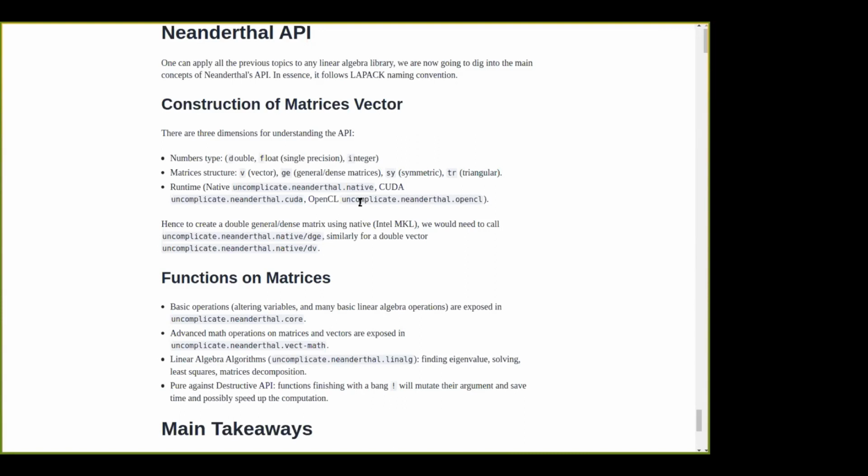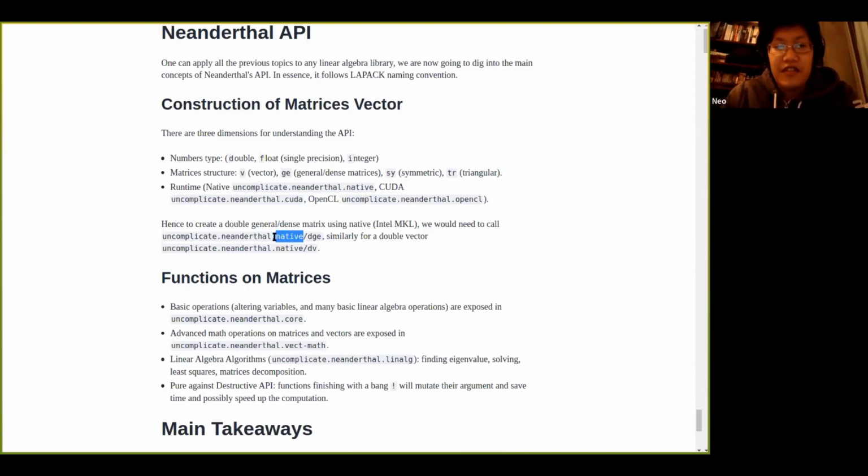Okay, thank you. So in order to use the GPU, you definitely have to call either CUDA or OpenCL. Here you would have the constructor inside the CUDA, and then you probably have DG inside the namespace.